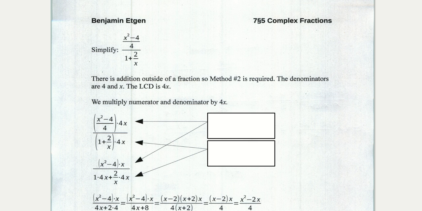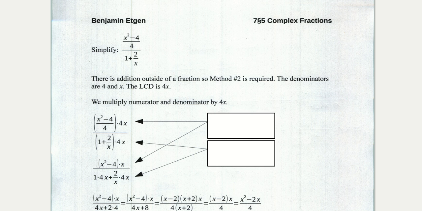We're going to multiply by a form of 1. Our denominators are 4 and x. The LCD, that's the least common denominator. Least in the sense that it's the smallest thing that works. Common in the sense that it works for both. And a denominator in the sense that we're only looking at denominators.